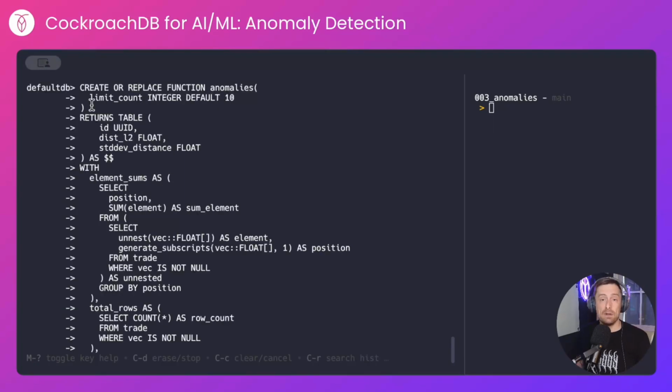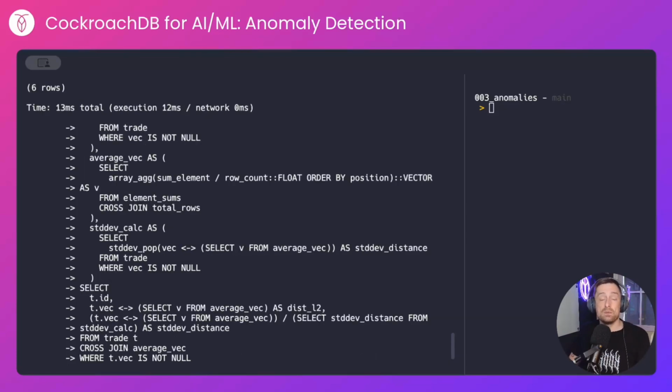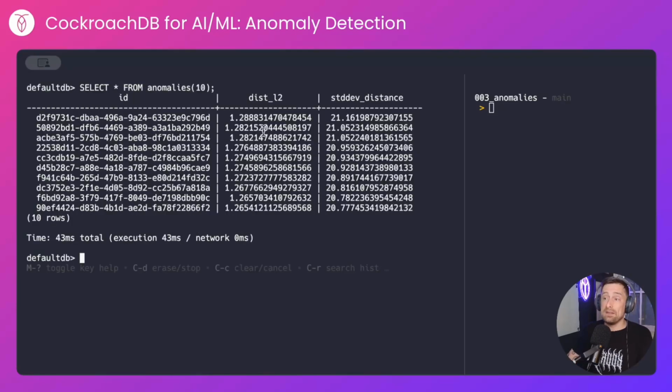Now I'll write a function that returns anomalous trades. I call it anomalies. It takes a limit of rows to return, by default that's 10, and it returns a table. Now this will calculate an L2 distance and a standard deviation distance and return the top 10 anomalous values, the rows that have the greatest distance from the average trade. And if I run that, we'll see that because we don't have any anomalous trades in the table at the moment, there are no high L2 distances, and we don't have a crazy standard deviation either.